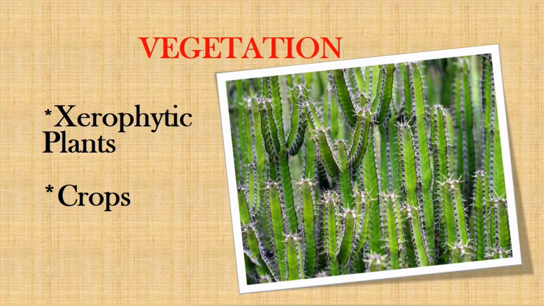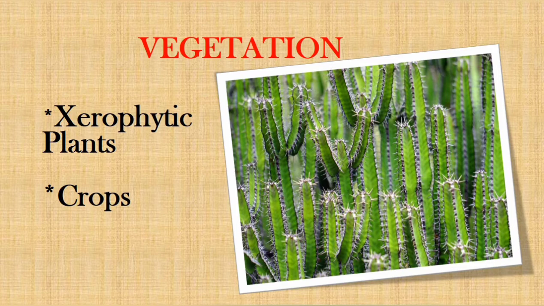Let us learn about the vegetation of the desert region. Only xerophytic type of plants can survive in this area. What is meant by xerophytic plants? The plants that can survive only in the desert area, that means only in the dry area. Xerophytic plants are the plants that can grow only in dry condition. For example, cactus, thorny bushes, etc.